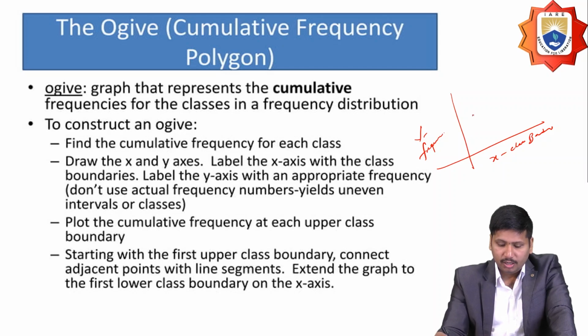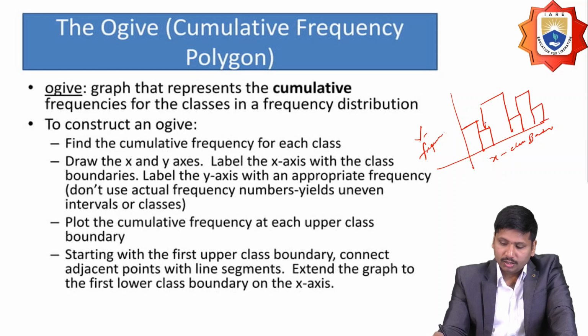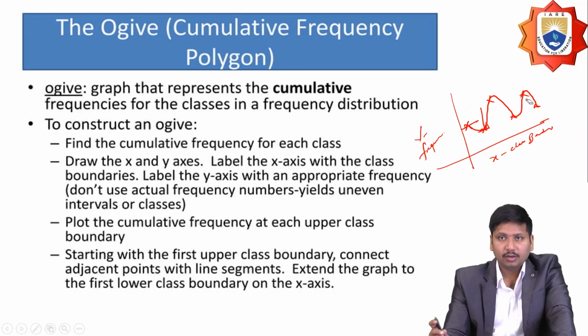That means here also I'm going to construct the histogram first. Once the histogram is constructed, I can draw a curve by joining all the midpoints of the bars like this. Once I join them with a smooth curve, this is what I call a frequency curve. The previous one is the frequency polygon, and this is the cumulative frequency curve.